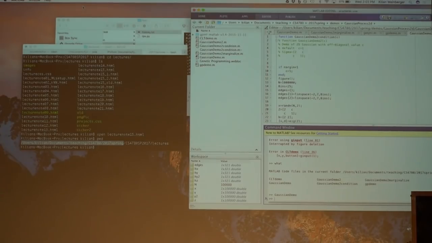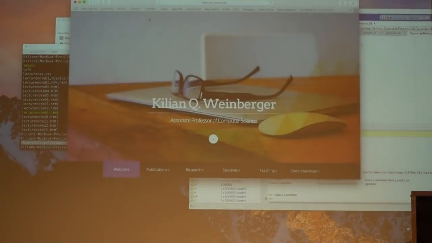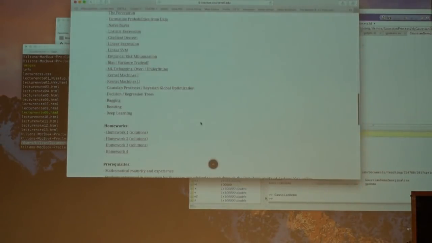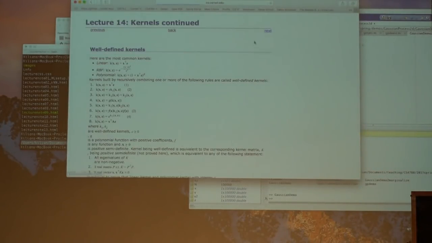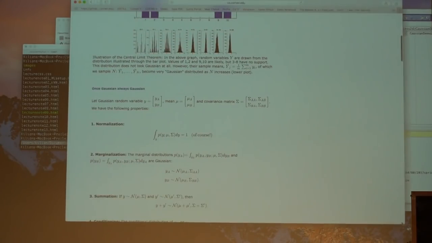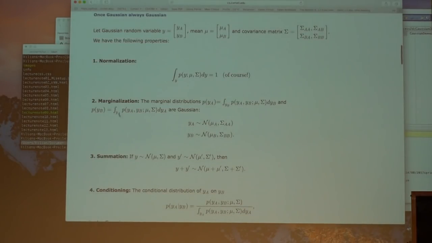The second one is, actually, let me just bring up the course notes, because afterwards I'm going to show you the demo again in 2 seconds. So there's no point going to the blackboard. Okay, here we go. So we have this first thing. The second thing is marginalization.